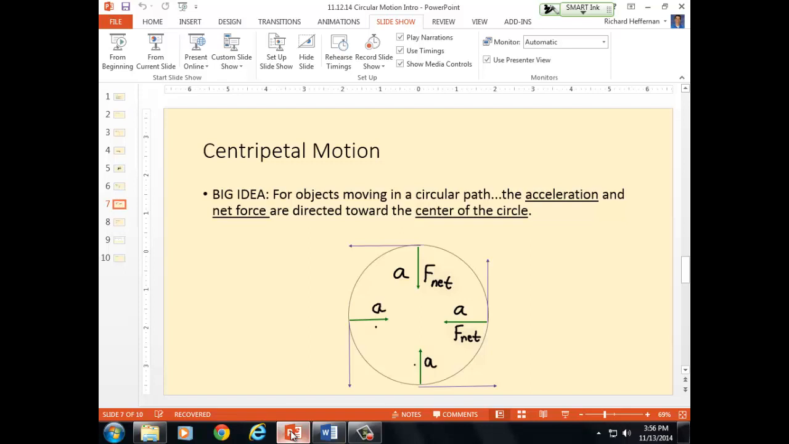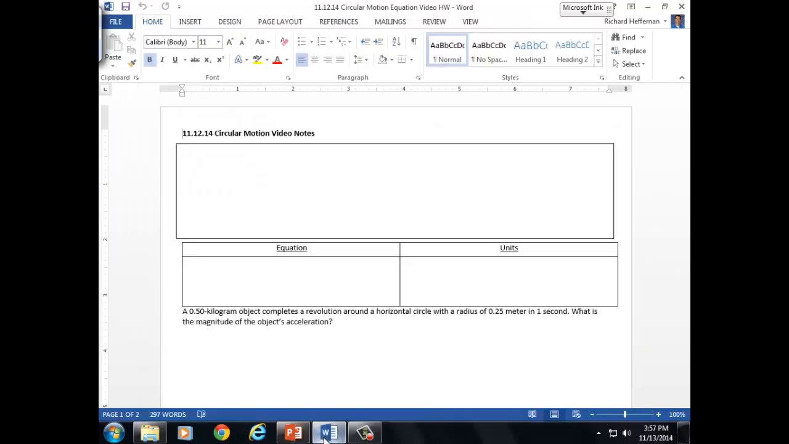Another major idea is for objects that are spinning in a circle, such as this one. If this object is spinning counterclockwise around the circle, at each point around the circle, the velocity acts tangent to the circle. That's where we ended up last class in terms of a big idea with centripetal motion. If you want to fill that out right in this area, when we start doing the problems, that's probably a good spot to do that.